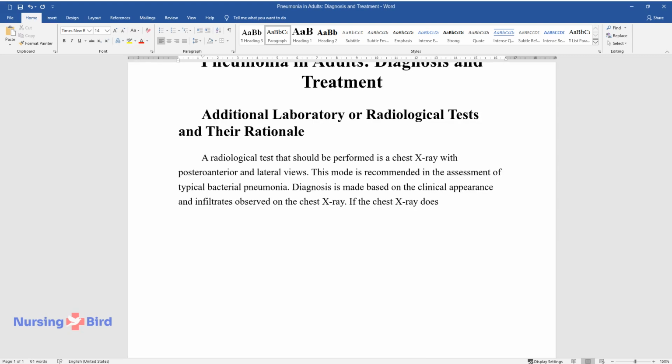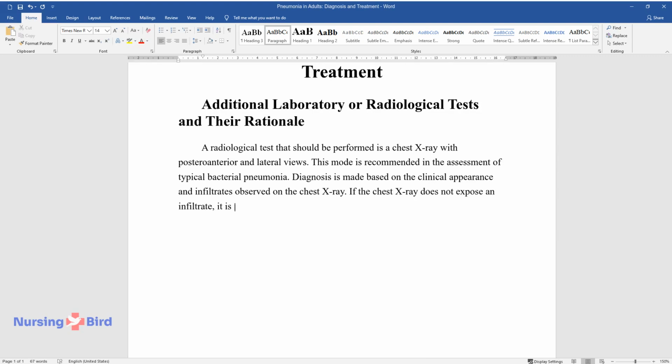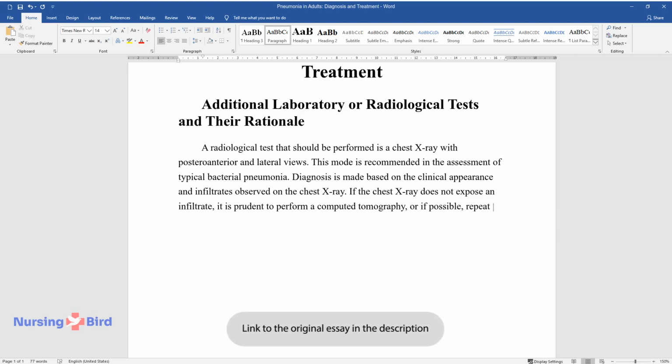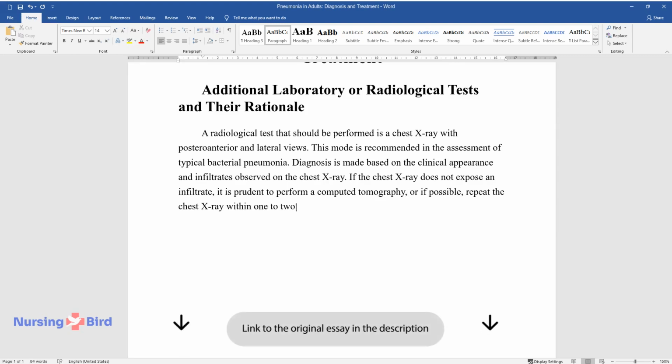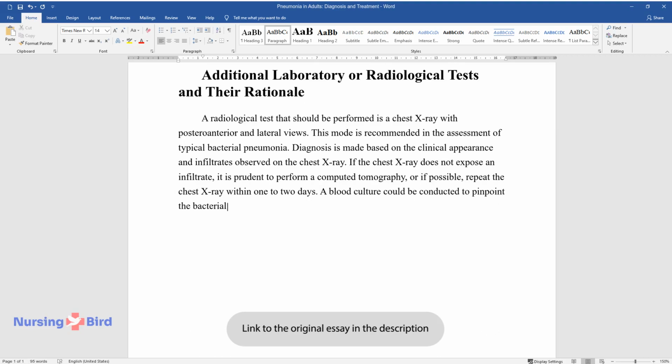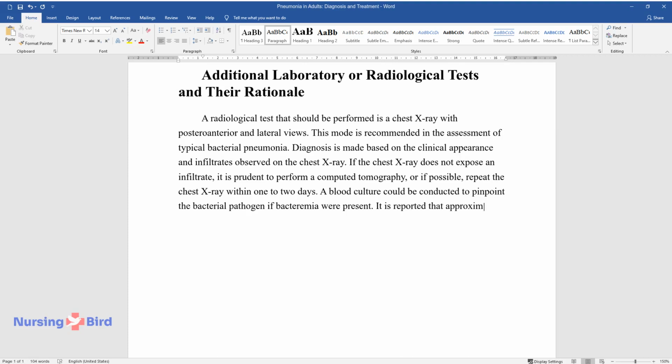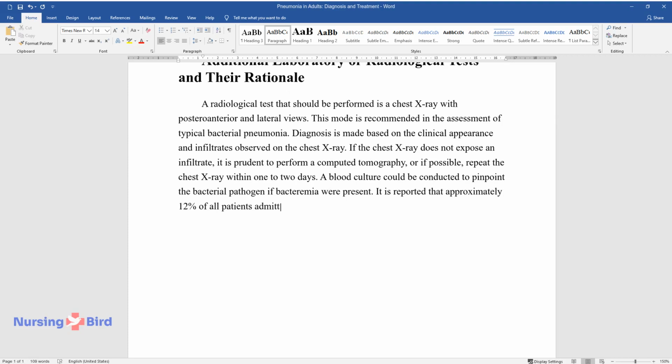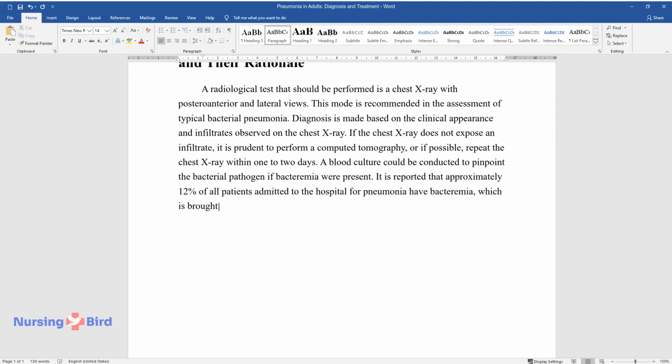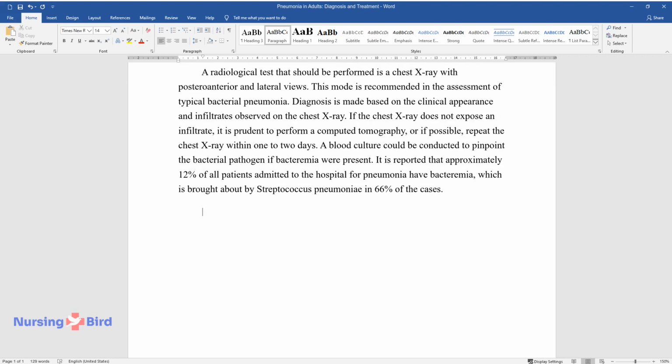If the chest X-ray does not expose an infiltrate, it is prudent to perform a computed tomography, or if possible, repeat the chest X-ray within 1 to 2 days. A blood culture could be conducted to pinpoint the bacterial pathogen if bacteremia were present. It is reported that approximately 12% of all patients admitted to the hospital for pneumonia have bacteremia, which is brought about by Streptococcus pneumoniae in 66% of the cases.